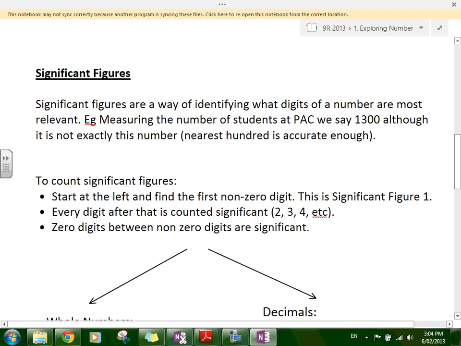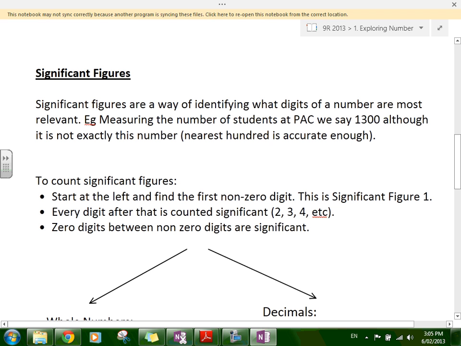Okay? So, it's a way of identifying, guys, listen carefully. It's a way of identifying what digits, what place values are important, and what are, for certain instances, not so important. Okay? And it's about accuracy.